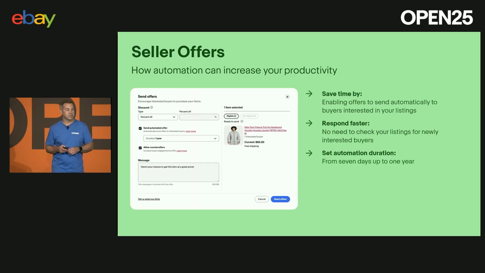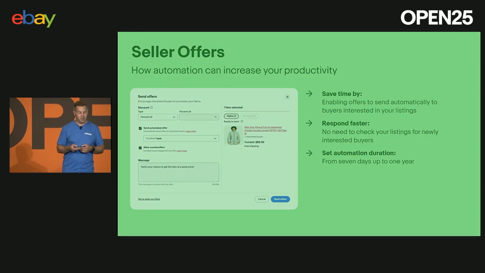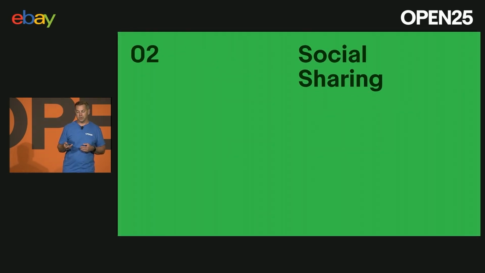Now, a little bit more about automation. We get a lot of questions about this. We feel like automation will give you some time back and make you more efficient by allowing you to set up your discounts, and then every time a buyer shows interest, those offers will automatically go out. So no need to check every day for interested buyers. Those offers will just go out automatically. And once again, we've added the ability to set the duration of that. If you're just stepping into it, maybe set the automation for 7 days, see how it goes. But you can also set that up to a year, just so you can set that up until it's sold.